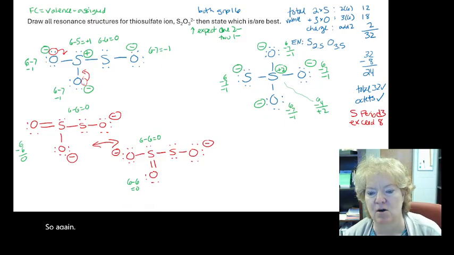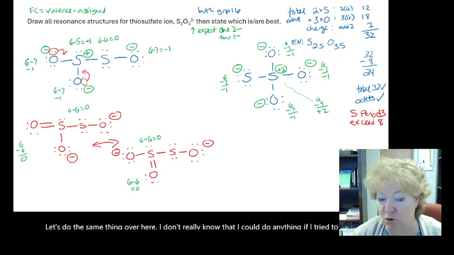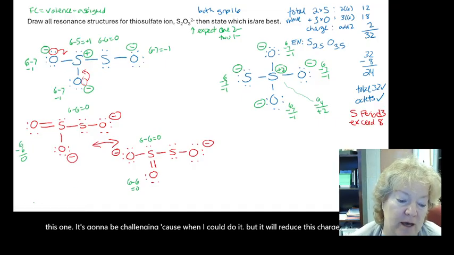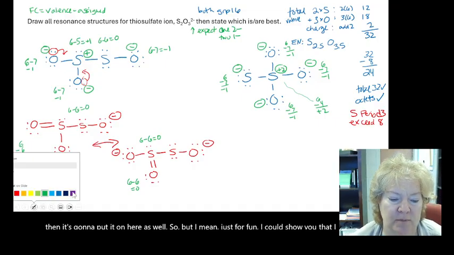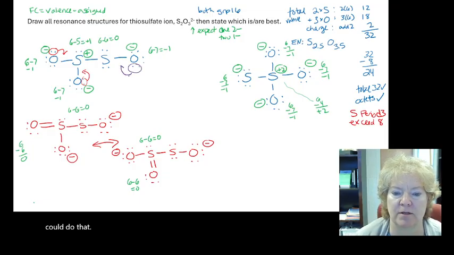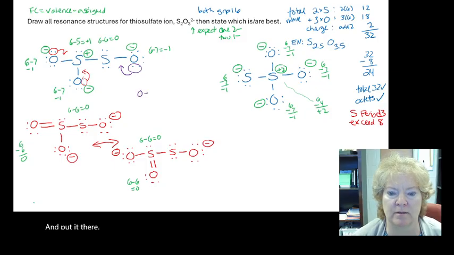Let's do the same thing over here. I don't really know that I could do anything. If I try to do this one, it's going to be challenging because I could do it, but it will reduce this charge, but then it's going to put it on here as well. But just for fun, I could show you that I could do that. Another option is I could take one of these and put it there. Okay, so that one would be O, S.